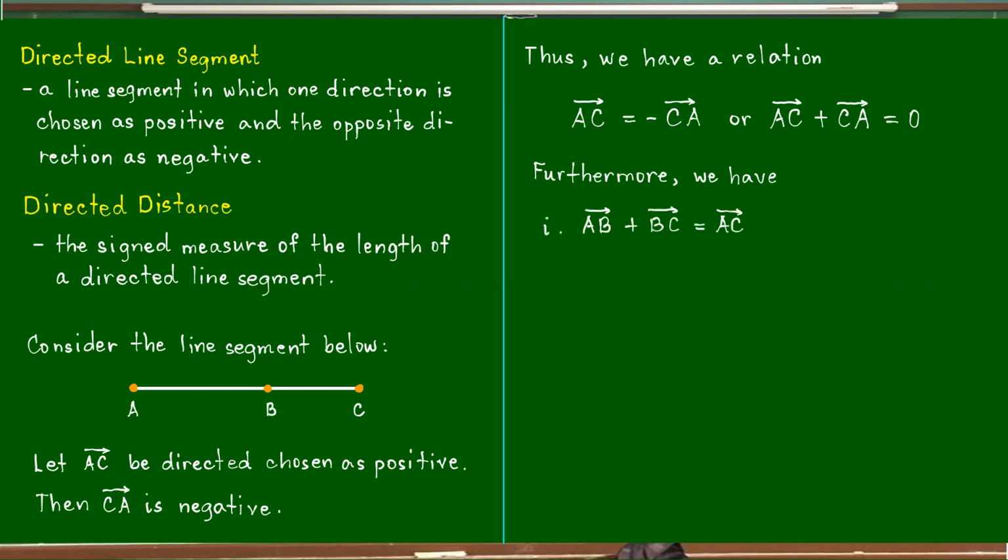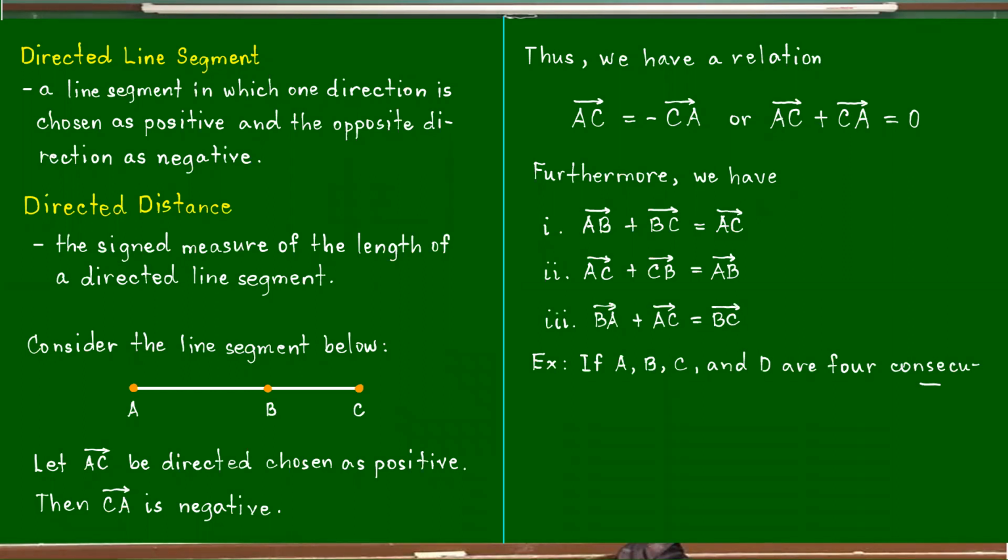Furthermore, we have the following relationships. Directed segment AB plus directed segment BC is equal to directed segment AC. As you can see from the figure, I can also have directed segment AC plus directed segment CB is equal to directed segment AB. And then we have directed segment BA plus directed segment AC is equal to directed segment BC. And of course, there are other relationships that we can get from here, no? So these are just samples. So let us have the following example.